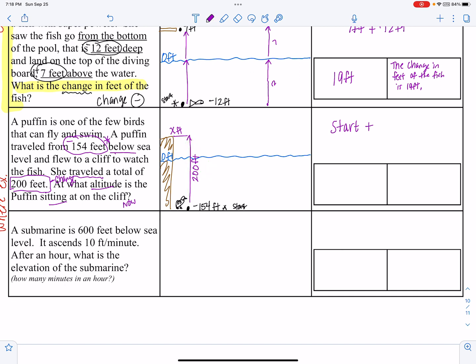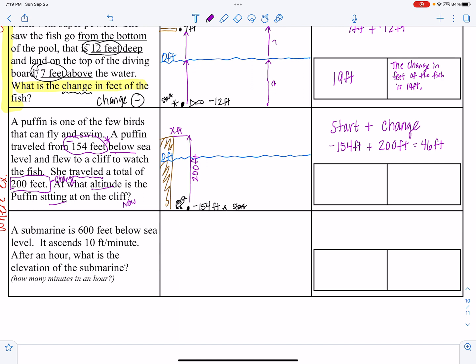So start, and we're adding the change, and that's going to equal our end location. Our start was negative 154 feet, and then we're adding the 200 feet. We're going to think about our song with that. Same signs, add and keep. I don't have the same signs. Different signs, subtract. So we're going to do our 200 minus 154, and that equals 46 feet is our ending location.